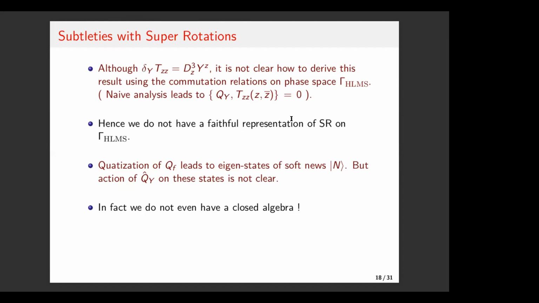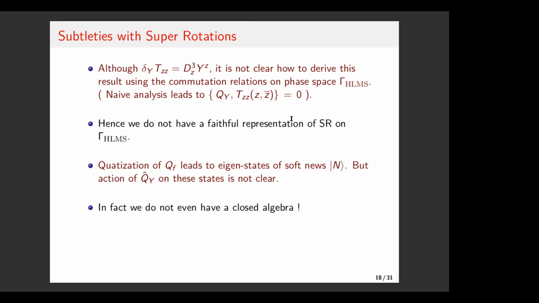So although we know that the superrotation shifts the gauge tensor, it's not clear how to derive this result using phase space, simply because even in the refined phase space of HLMS, the gauge tensor wasn't included. So we could say that we don't really have a faithful representation of superrotation on the asymptotic phase space. And as we saw, when we quantize the super translation charge on the radiative phase space, we got eigenstates of the super translation charge, which are parameterized by the soft news, but we don't know how the superrotation charges act on them. But we can say these are some technicalities.